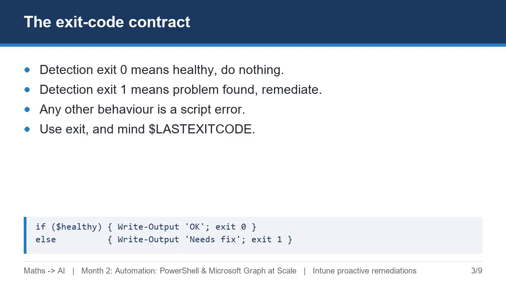Here is the contract, and it is simple but unforgiving. From the detection script, exit code 0 means the device is healthy, so do nothing. Exit code 1 means a problem was found, so run the remediation. That is it. Get this backwards and you either never remediate or you remediate healthy machines. Use the exit keyword explicitly with the right number, and be aware of the $LASTEXITCODE automatic variable when you call other tools.